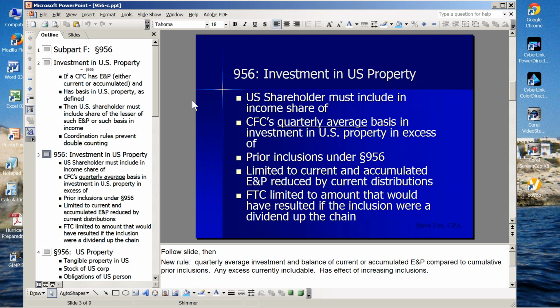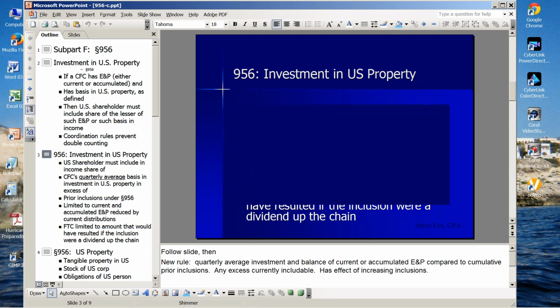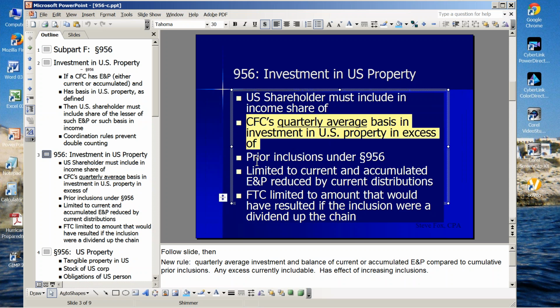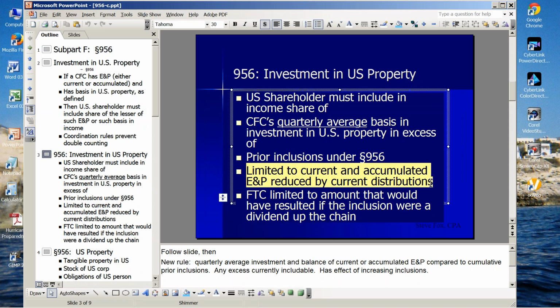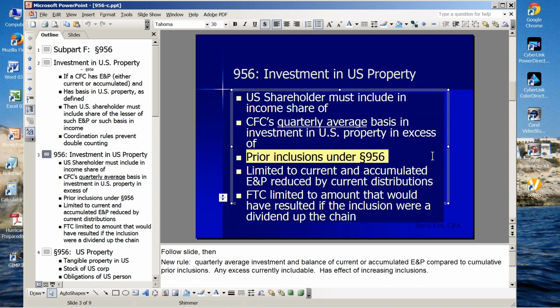So the key thing here is average quarterly investment, limited to current or accumulated E&P, reduced by any current year distributions, and then reduced by prior inclusions.